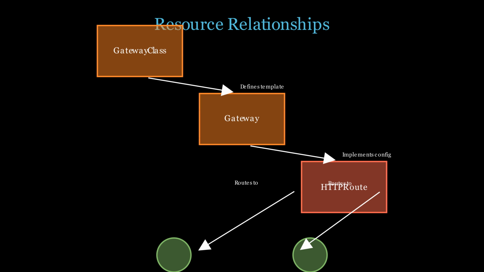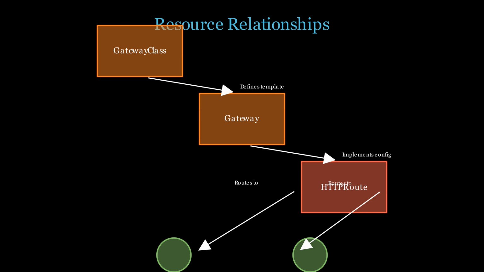GatewayClass defines what type of gateway to create and how it should behave. Gateway implements that configuration in a specific namespace. HTTPRoute specifies how HTTP traffic should be routed from the gateway to services.